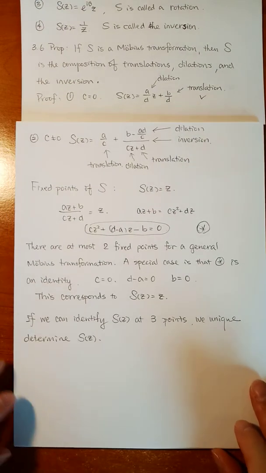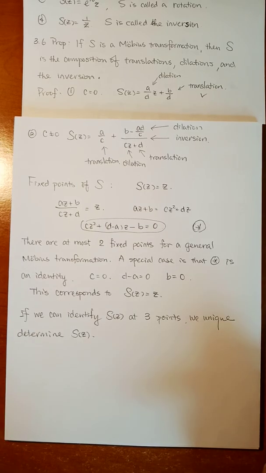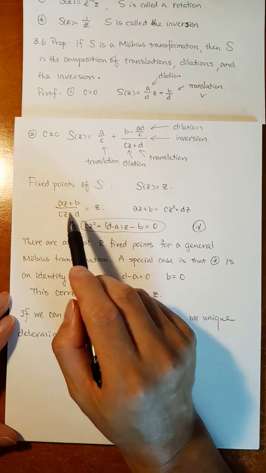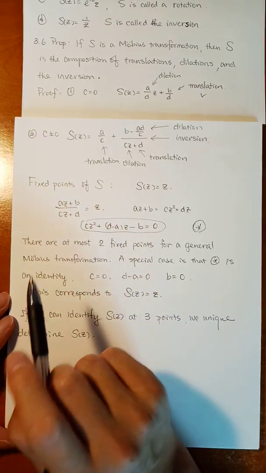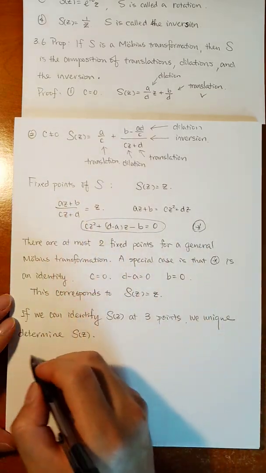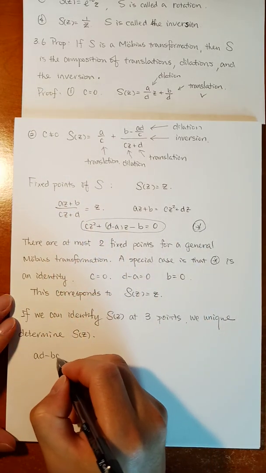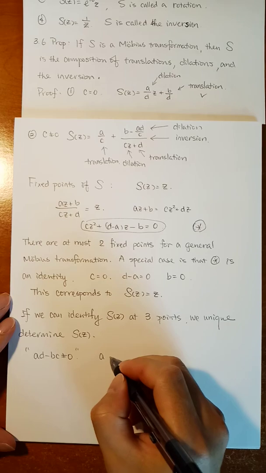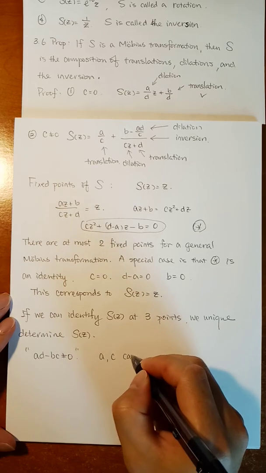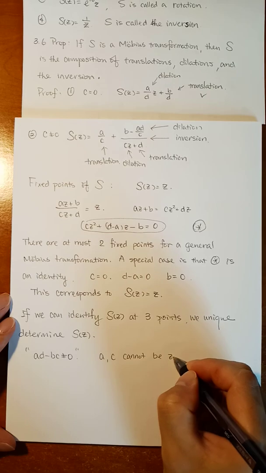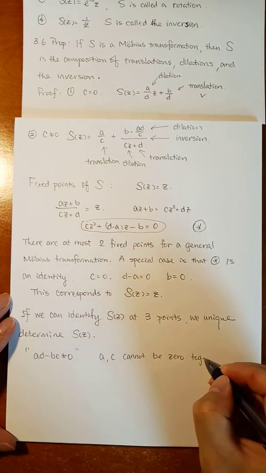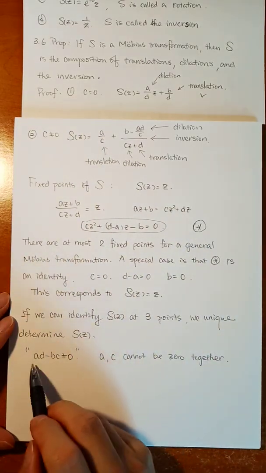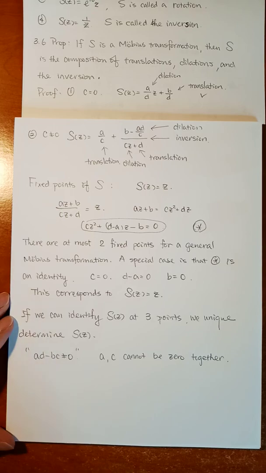Actually, it also makes sense why we just need three points. Here we have 4 numbers, A, B, C, D, but we only need 3 points. The reason is that, remember, we have the condition AD minus BC is not equal to 0. This condition is very important. This tells us A and C cannot be 0 together at the same time. If A is 0, C cannot be 0. If C is 0, A cannot be 0.